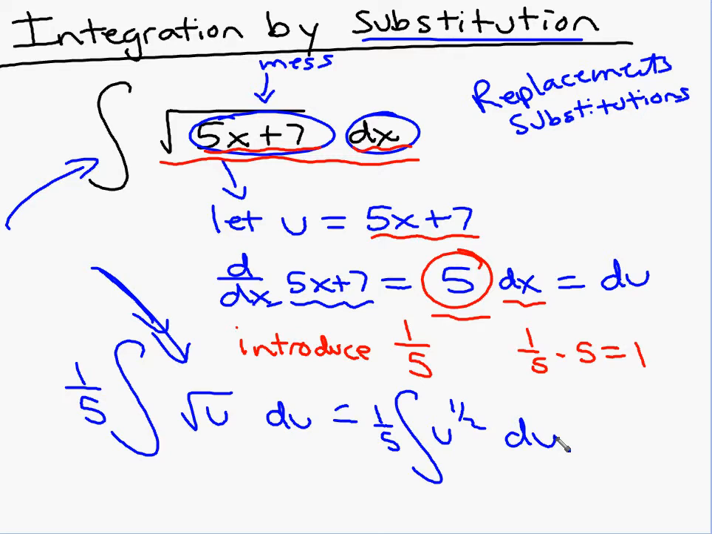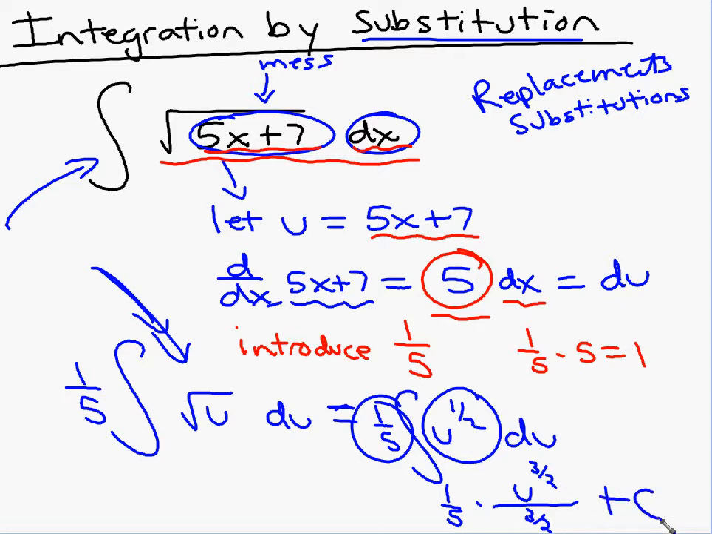And now we can just use my power rule with this u to the 1/2. I add 1 to the 1/2, and it becomes u to the 3/2 over 3/2. I still need to multiply it by the 1/5, and then that's going to be plus c. Okay? Let's clean that up a little bit. I'm out of room on this page. Now I have 1/5 times u to the 3/2. Now if I divide by 3/2, it's the same thing as multiplying it by 2/3. All right, plus c. And this problem is done.